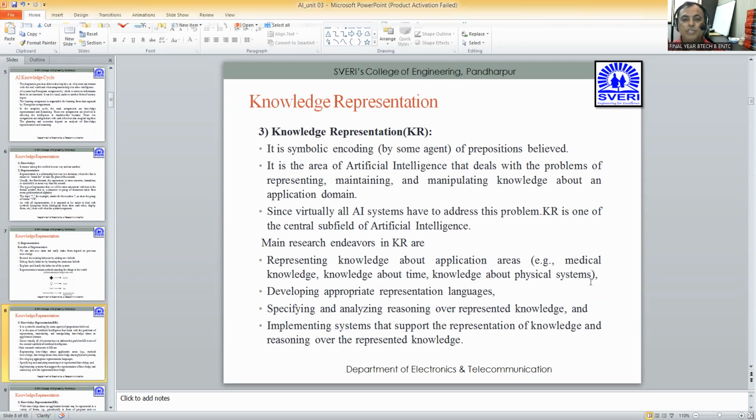Since virtually all AI systems have to address this problem. खास बात है कि ये सब AI systems को लगने वाला चीज है, ये जरूरत है AI systems को लगने वाली. So KR is one of the most central subfields of AI. Virtually every AI is needing to address this problem, and henceforth this knowledge representation is the central subfield of the AI.